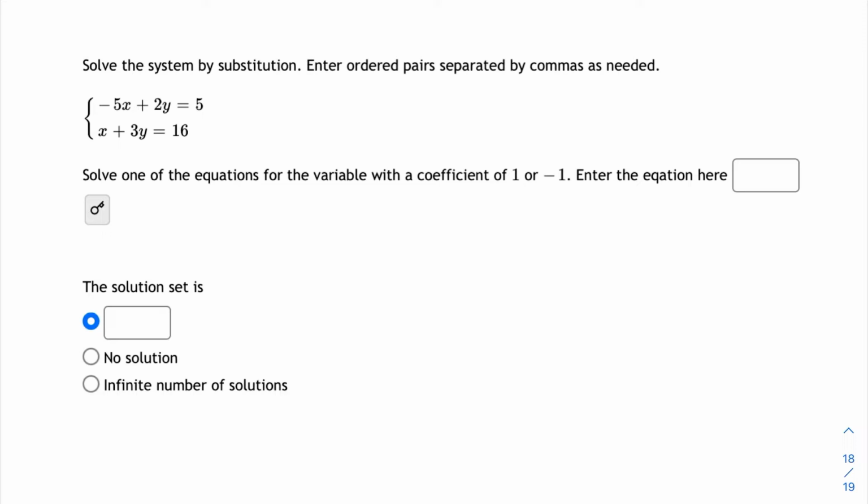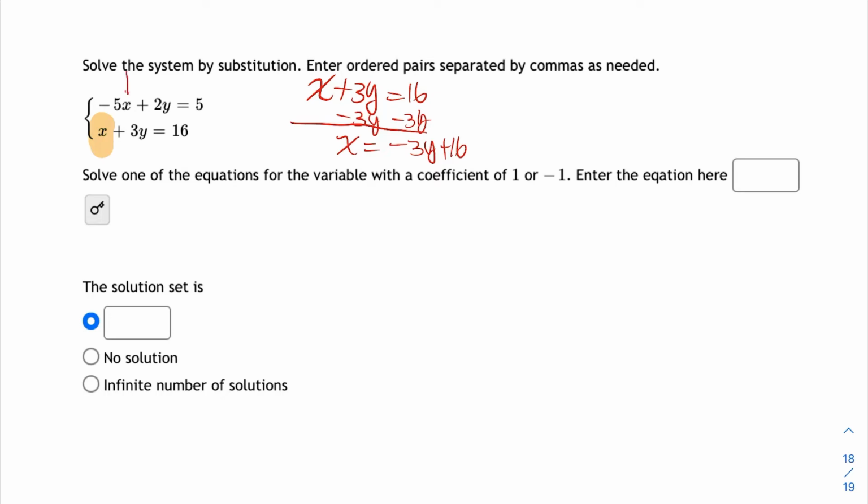So to choose the one that has a coefficient of either 1 or -1, I would be choosing this x right here. So that's the x I'm going to solve for. I'm solving that top equation, x plus 3y equals 16, for x because x has a coefficient of 1. I subtract 3y from both sides, and I get x is equal to -3y plus 16. And that's what I'm going to plug into the other equation now.